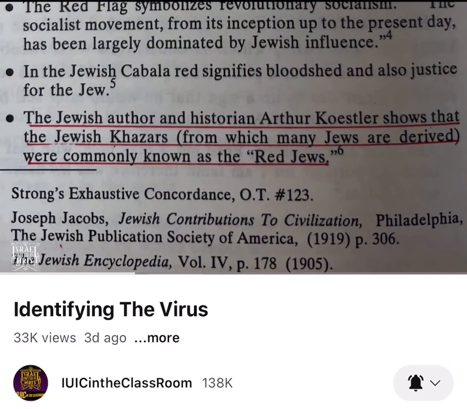Oh, I forgot this book at home. Let's go. Let's read it. The Jewish author and historian Arthur Koestler. Now that's what he wrote, The Thirteenth Tribe. Read on. Shows that the Jewish Khazars, from which many Jews are derived, were commonly known as the Red Jews. They were known as the what? The Red Jews. They were known, so they being specific, let you know they were known as the Red Jews. So now, where does that come from, the Red Jews?